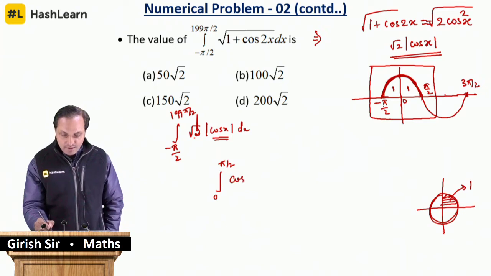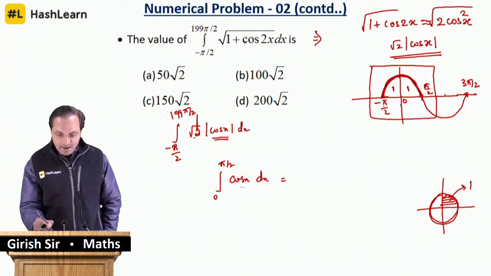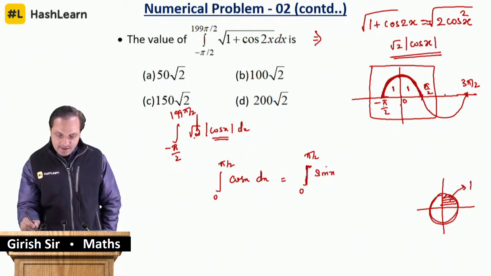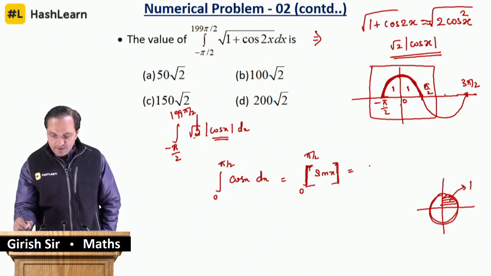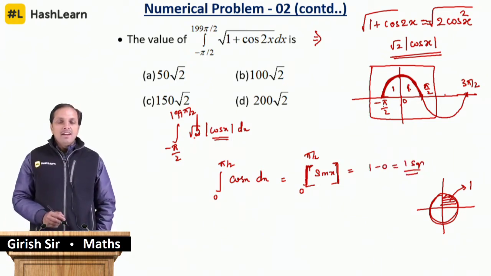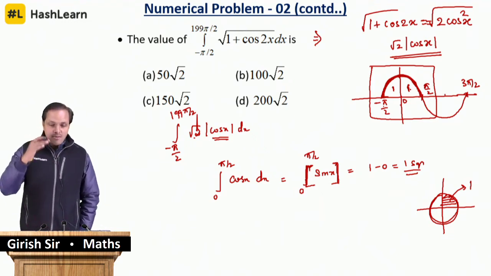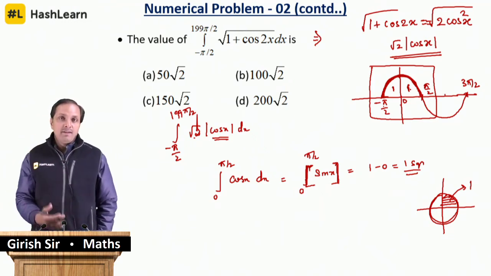So what will that give you? Integration of cos is sine x. You need to apply the limits, that is 0 to pi by 2, that will give you sine 90 is 1 minus 0, that is 1 square units. I told you this part will be 1. Then how to get from minus pi by 2 to 199 pi by 2?